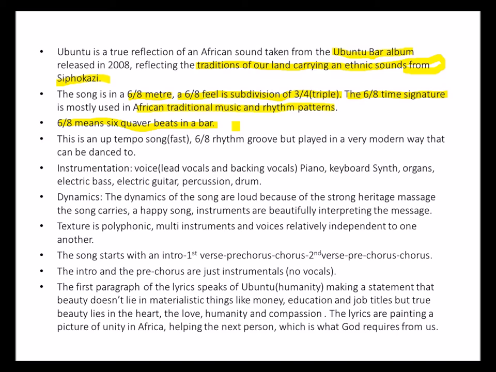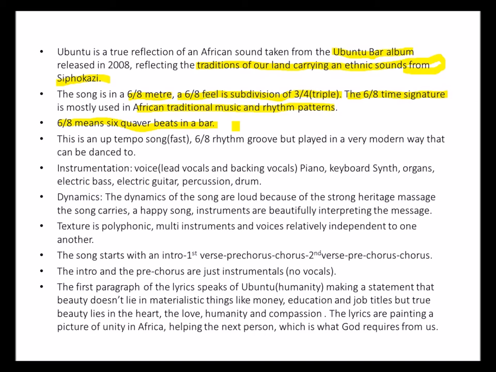So I've just clapped 3 crotchet beats in a bar. Now from the same rhythm, I'm going to clap a 6/8 feel. So it's going to be 1 2 3 4 5 6, 1 2 3 4 5 6, 1 2 3 4 5 6. The 3/4 would be 1 2 3, 1 2 3, and the 6/8 is 1 2 3 4 5 6, 1 2 3 4 5 6.